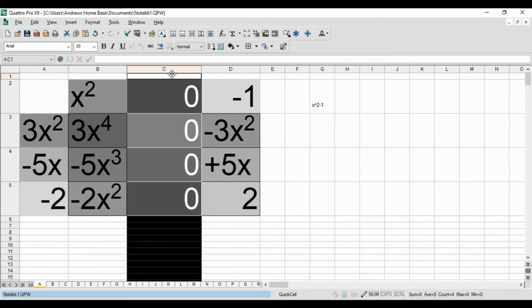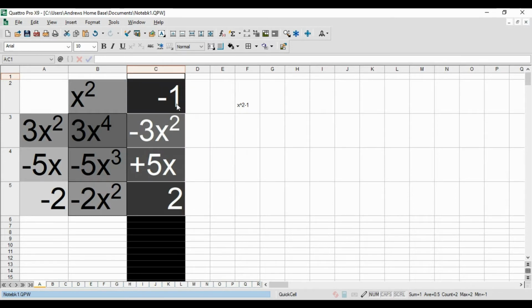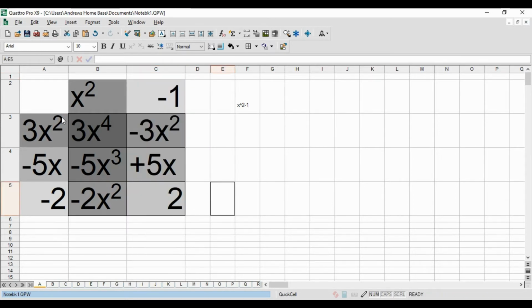If I eliminated this column, let me see if it'll let me do that. It doesn't hurt anything, but you can see I don't have that nice diagonal correspondence. So you can still do this whether you have missing terms or not. You can add in the missing terms as 0 quantities. It really doesn't matter.